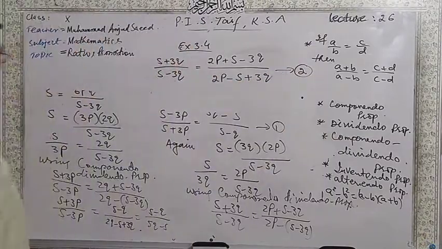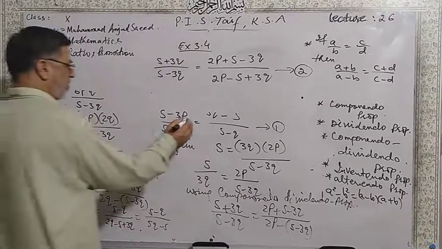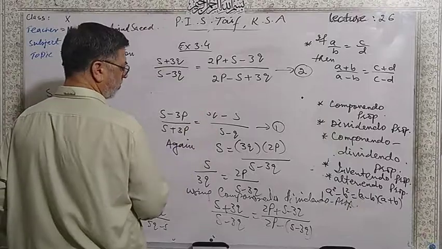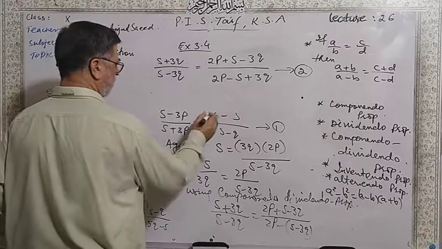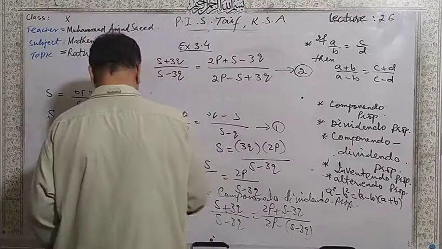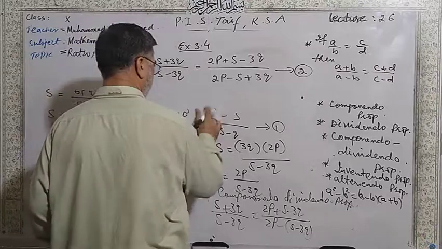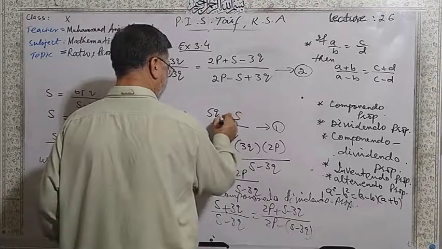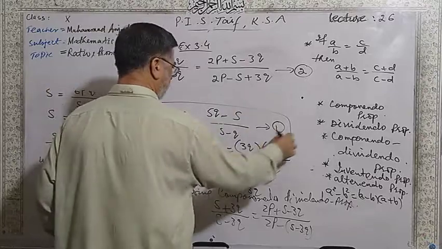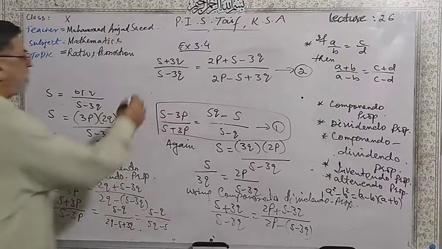Dear students, you have equation number 1. This is equation number 1. That was 5q minus S over S minus q. That was your equation number 1. And this is equation number 2.